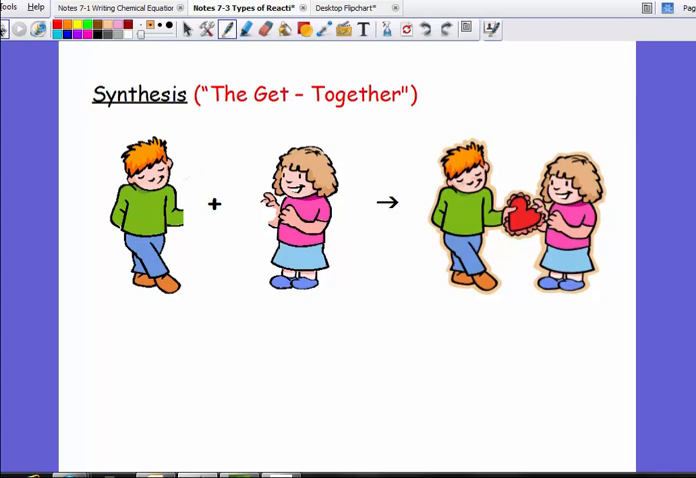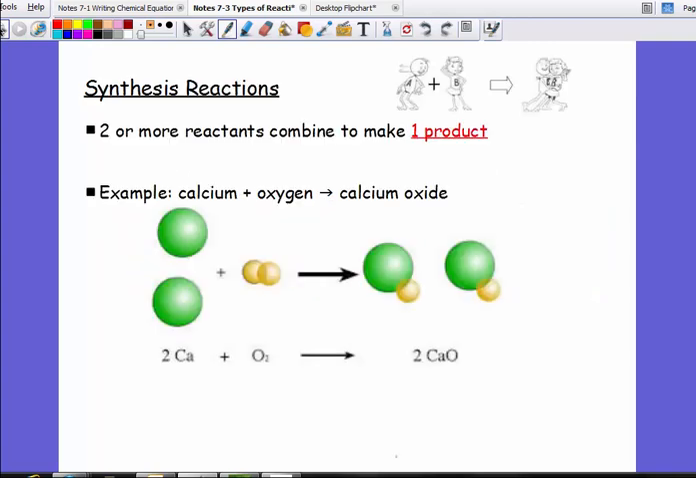I have this picture of a guy, he's got the hots for the girl, and in the end they wind up dating, so they are together. Technically, a synthesis reaction is when 2 or more reactants combine to make one product. My example there is calcium plus oxygen getting together to make calcium oxide.